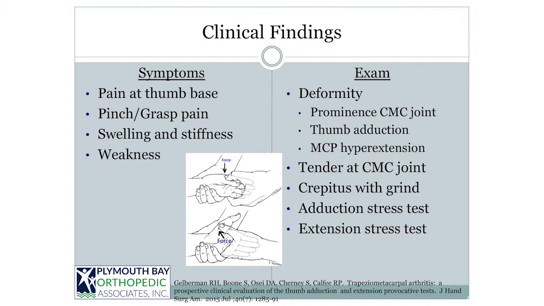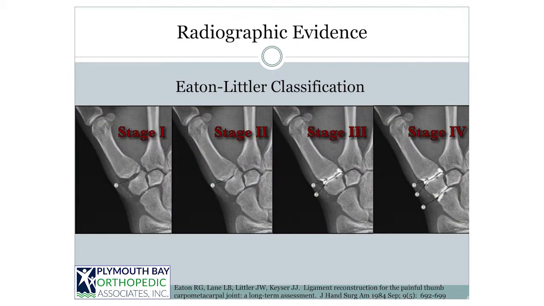And then Dr. Gelberman at WashU found the adduction stress test and extension stress test to be very sensitive to diagnose thumb arthritis. And that's kind of shown here, where you push down on the thumb, stress it that way, or you extend the thumb. In terms of the x-rays on thumb-based arthritis, we use the Eaton-Littler classification.